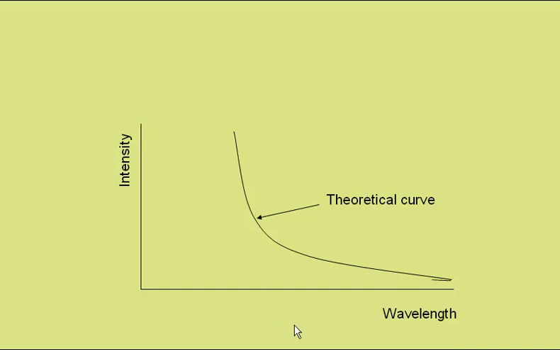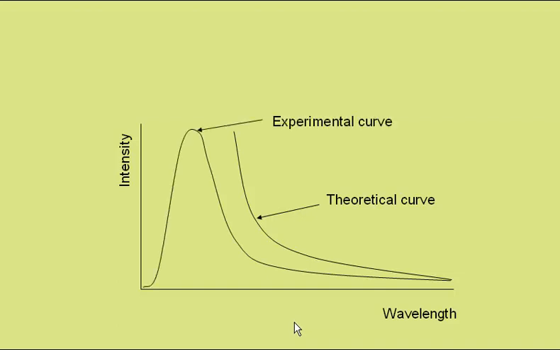If we look now at the actual curve found in reality, the experimental curve, it goes something like this, peaking at shorter wavelengths, but then falling off again as we get to even shorter wavelengths. So theory did not match experiment.